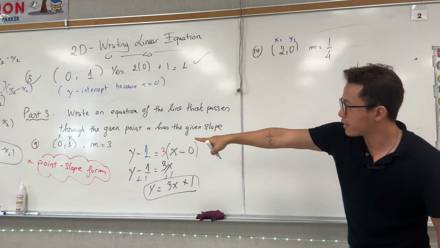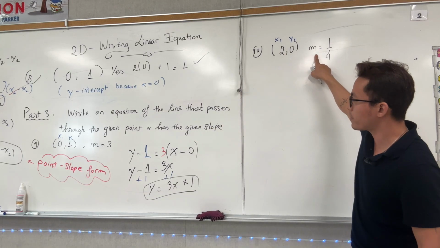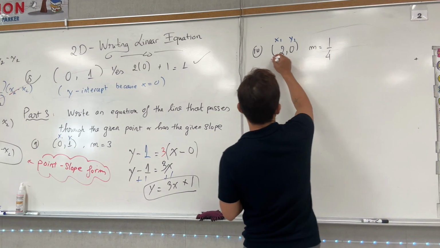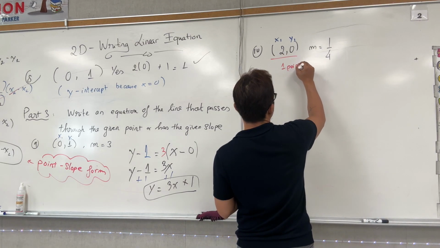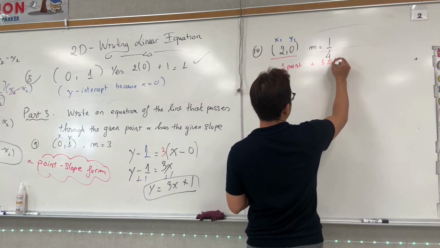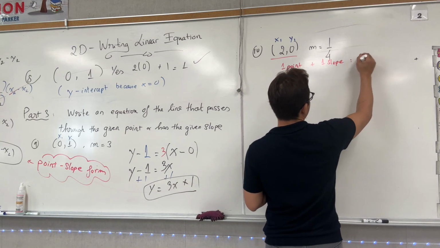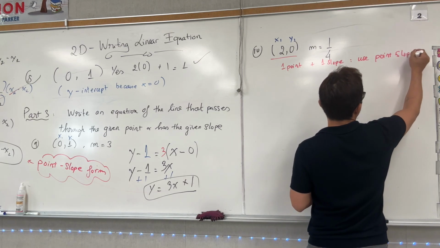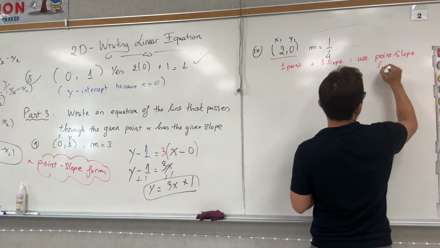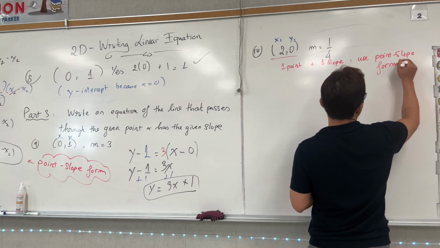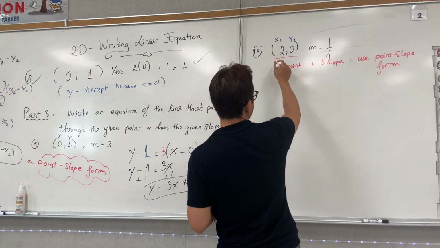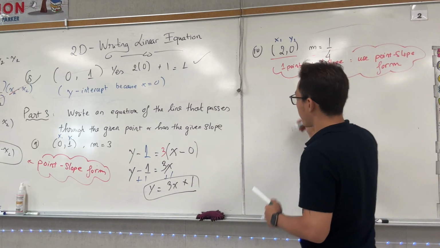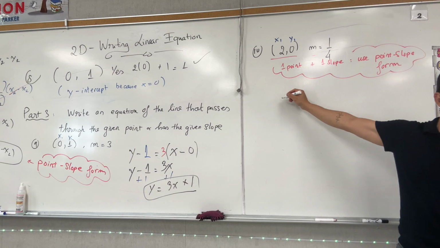When you see 1 point and 1 slope, that means you need to use the point slope form, okay? 1 point, 1 slope. That means you use point slope form, a formula either way, okay? So when you see this, you're gonna know you're gonna use the point slope, okay? Can someone walk with me?